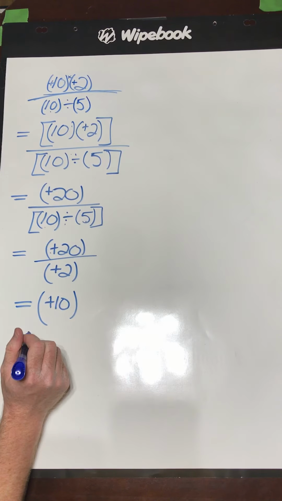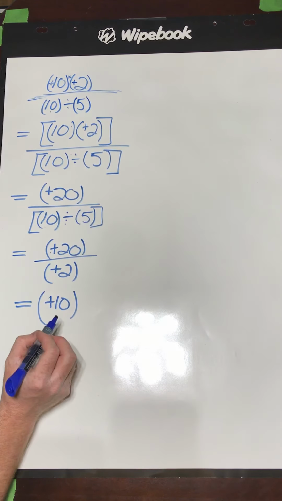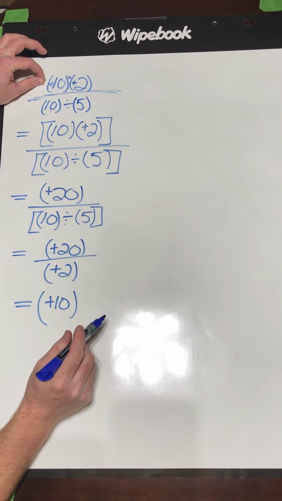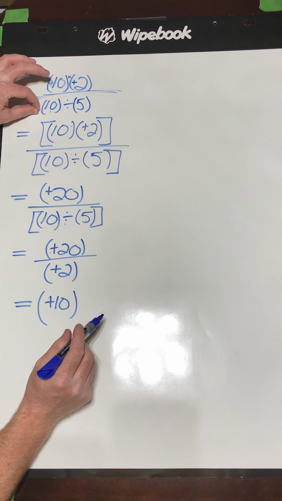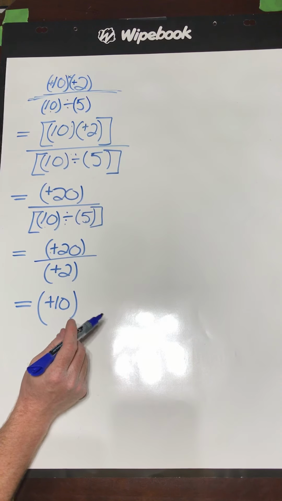Okay, so an important point here today, that when we have this fraction bar, it acts like brackets in BEDMAS, and that we must do the numerator and the denominator separately before dividing the numerator by the denominator.